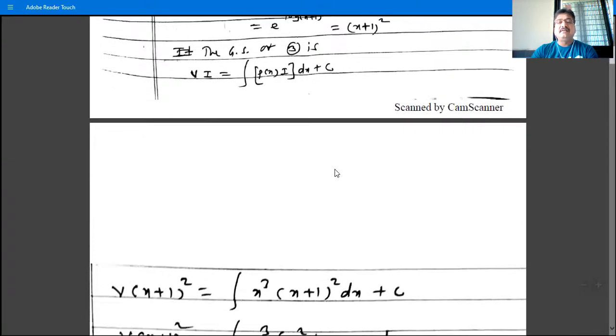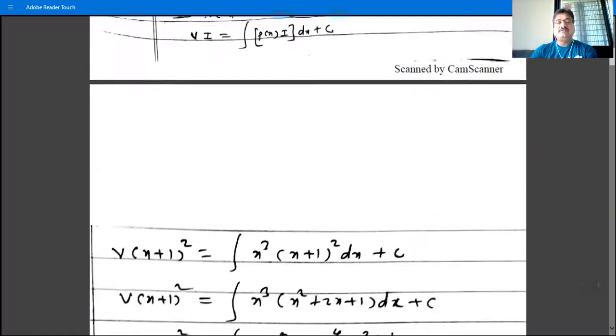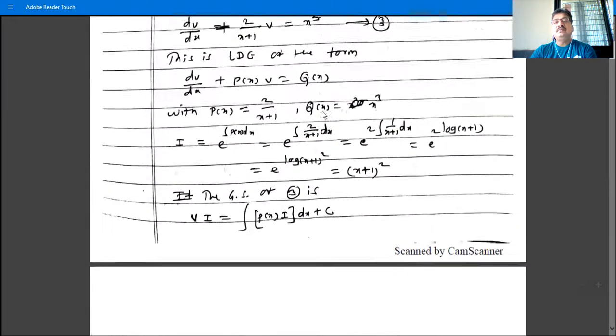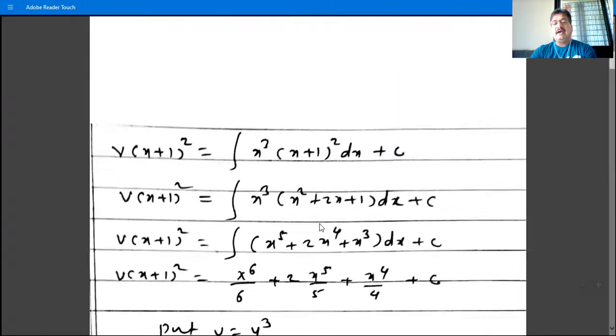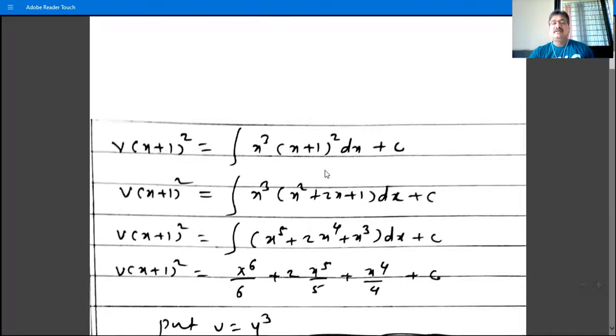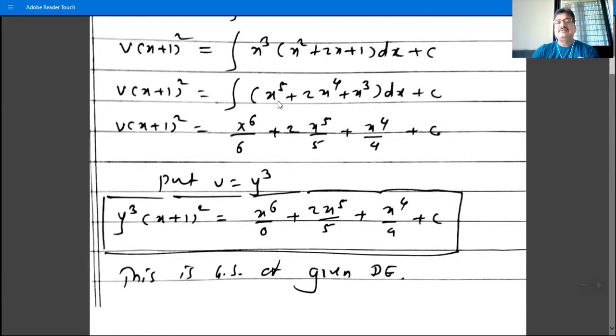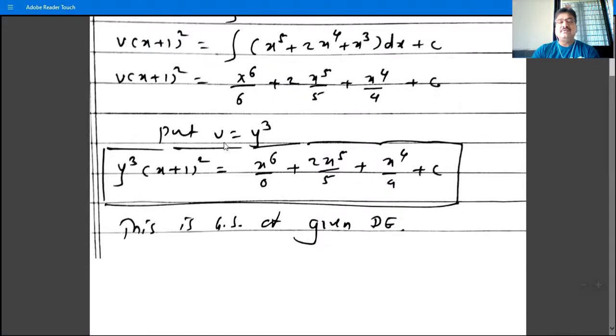And then substitute I as (x plus 1) whole square, and P(x) as x cube, so integration of x cube into (x plus 1) whole square dx. Expanding (x plus 1) whole square and multiplying by x cube, we have this, and then the integration is x raised to 6 by 6, x raised to 5 by 5, and x cube integration is x raised to 4 by 4, plus a constant. Then resubstitute v as y cube.